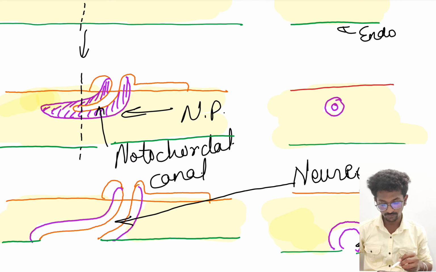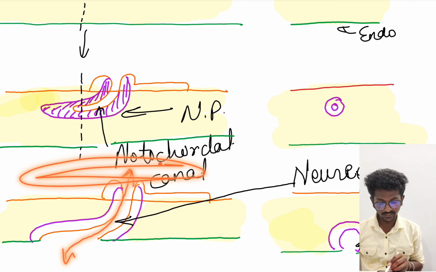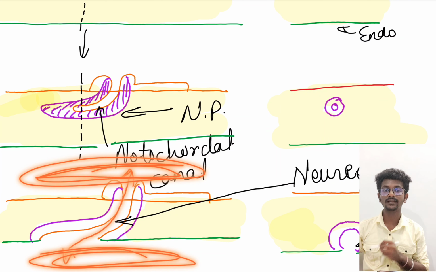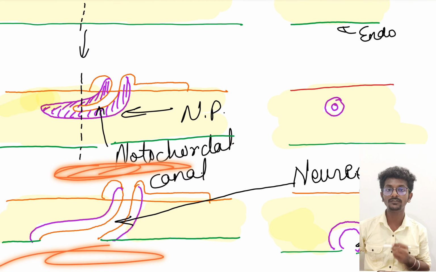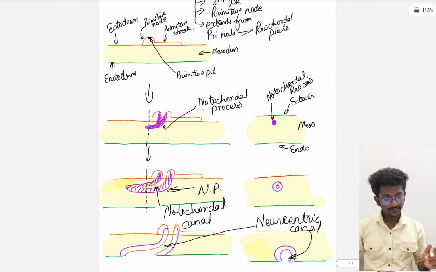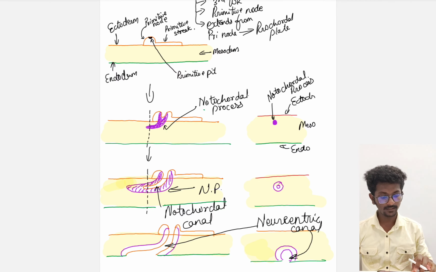It will fuse with the endoderm, and a direct connection will be formed between the amniotic cavity and the primary yolk sac. This is called the neuroenteric canal.